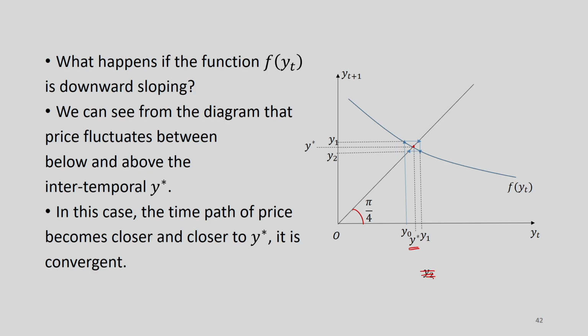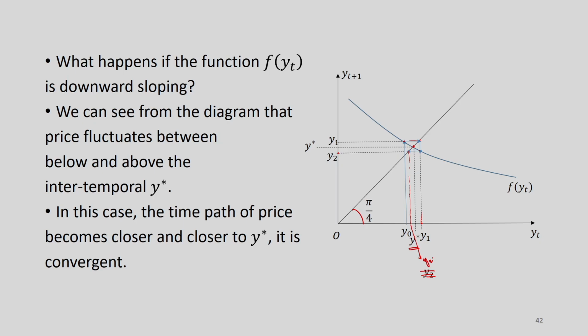But let us see how the time paths look. We are starting from y 0 here. What is y 1? We go to the f function, this is y 1, and we are projecting it back, right. So, this is y 1 on the horizontal axis. Now, what is y 2? We go up, right, this is y 2, and so this should be y 2.